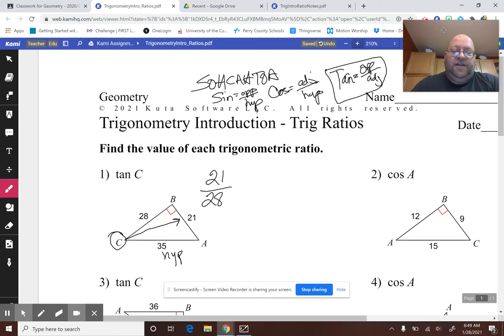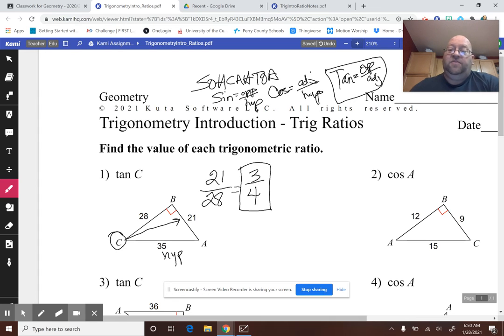Now, the one thing that I am going to ask you to do is you're going to have to simplify, okay? So 21 divided by 28, what number goes into both? 7, right? 7 will go into 21 3 times, and 7 will go into 28 4 times. So you are going to need to simplify these fractions, but literally this is your answer, okay? It's just going to be a simplified fraction is going to be your answer for all of these.